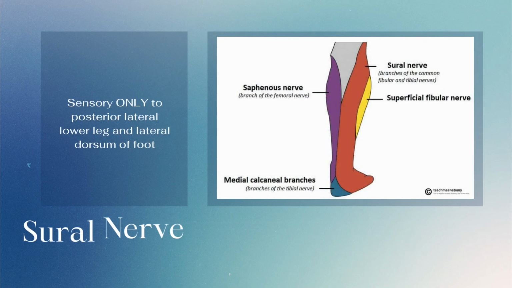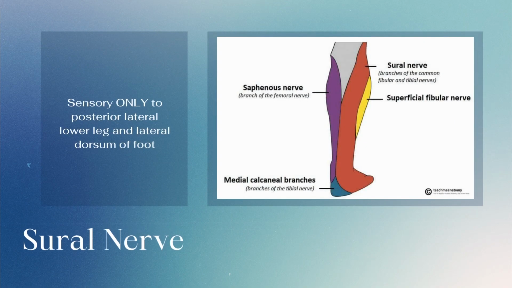Lastly is the sural nerve, and it gives sensory to the posterior lateral lower leg and the lateral dorsum of the foot. But what's special about the sural nerve, it is sensory only. For the nerve test, you're going to do a straight leg raise, hip flexion, knee extension, pay attention to the ankle, it will be dorsiflexed and inverted.